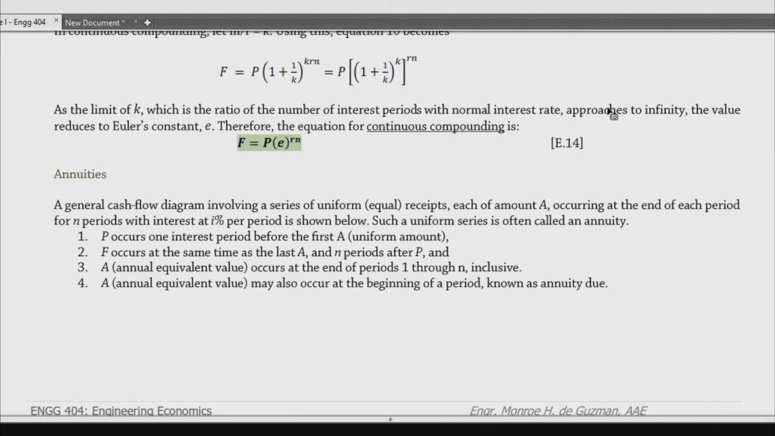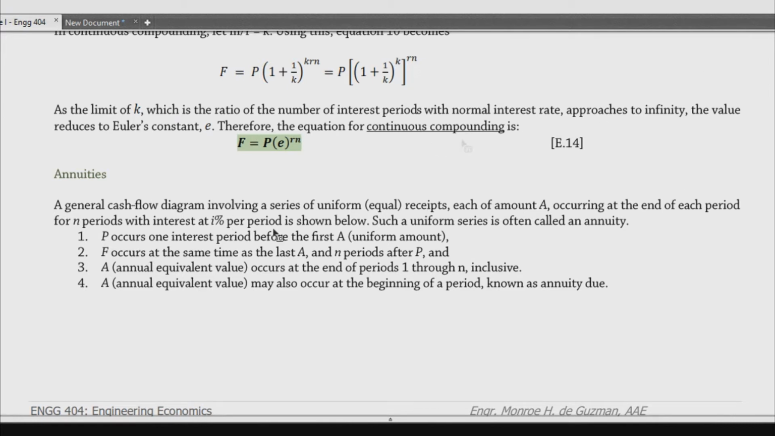So a general cash flow diagram involving a series of uniform equal. So this has to be specified. Equal dapat yung binabayad natin. Each amount we represent this as A, occurring at each end of the period for n periods with interest at i% per period, as shown below. So such a uniform series is often called annuity.